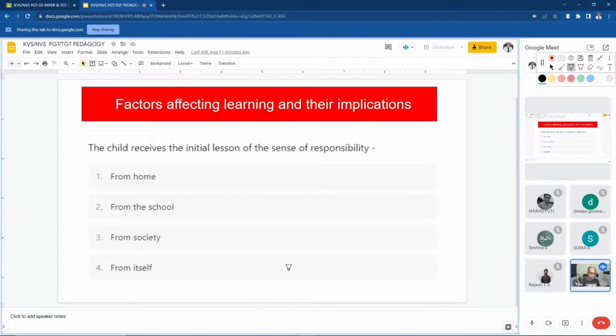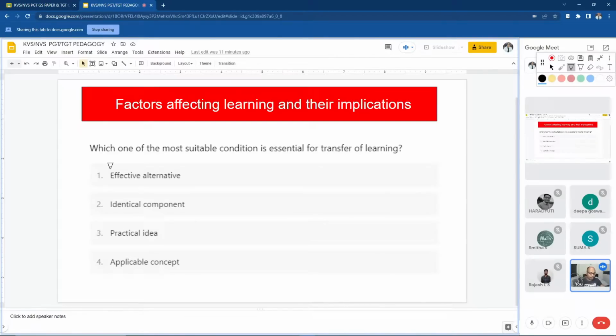The first question is to Ghoshji. Yes, sir. The child receives the initial lesson of the sense of responsibility from home, from school, from society, from itself. Responsibility is initially from home. Right. The child receives the initial lesson of the sense of responsibility from his or her home. So option 1 is correct. Good.